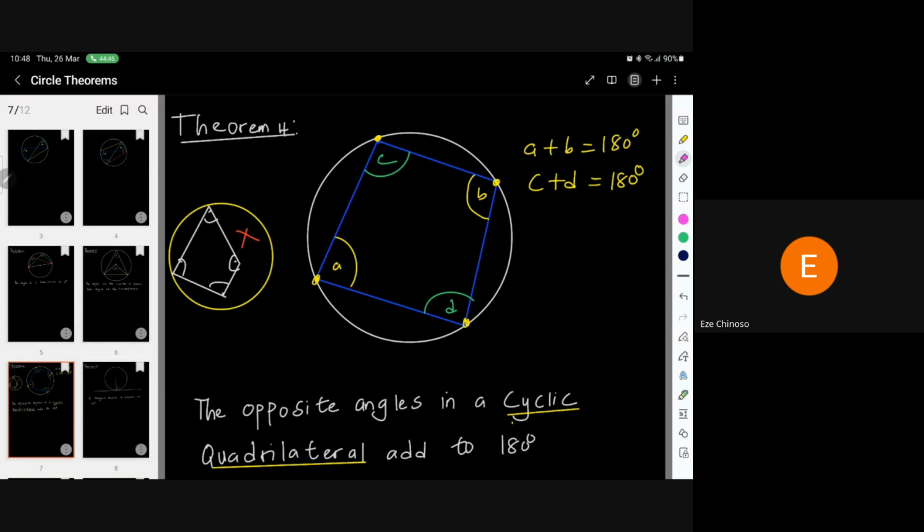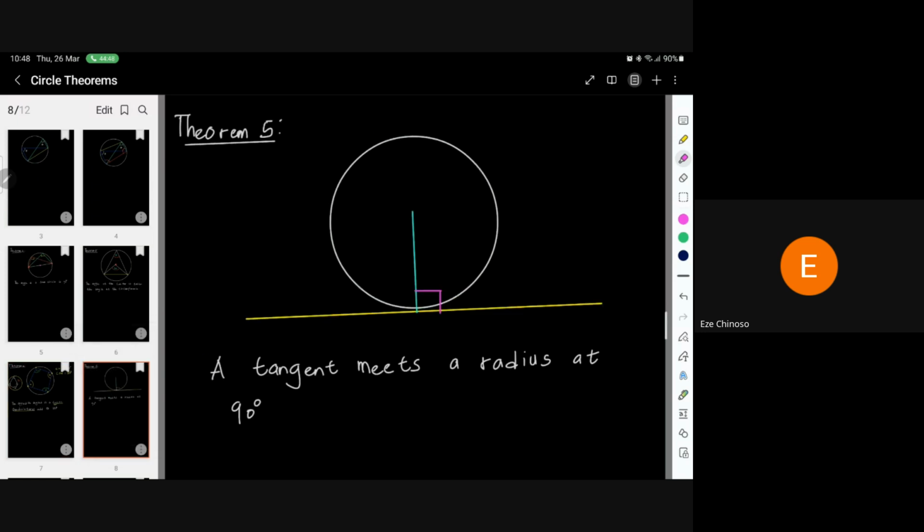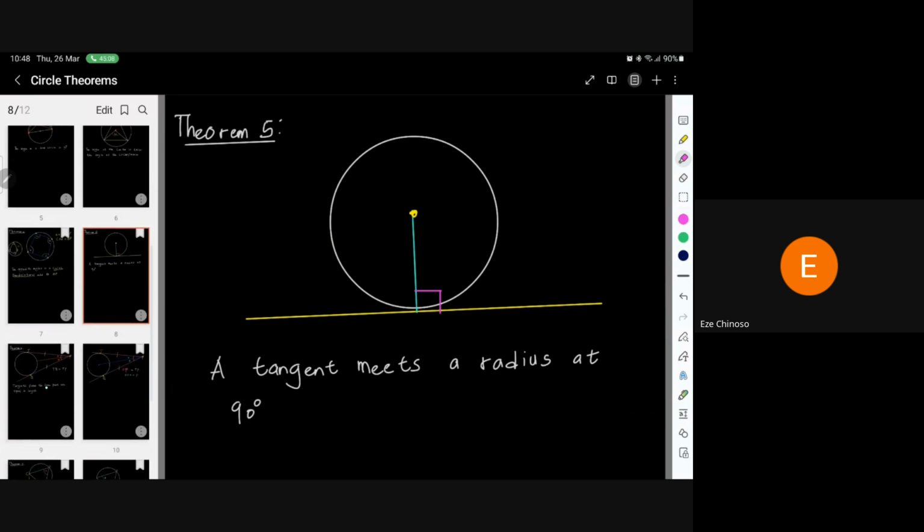Now, the next fascinating theorem right here is the what? That a tangent will meet a radius at what? At 90 degrees. And I said something very important. Look at the tangent. Look at the line coming from the center of the circle. Remember, your radius is any line that you draw from the center of the circle to any point on the circumference. That is what we regard as your radius. So with this theorem, I think we are good to go.